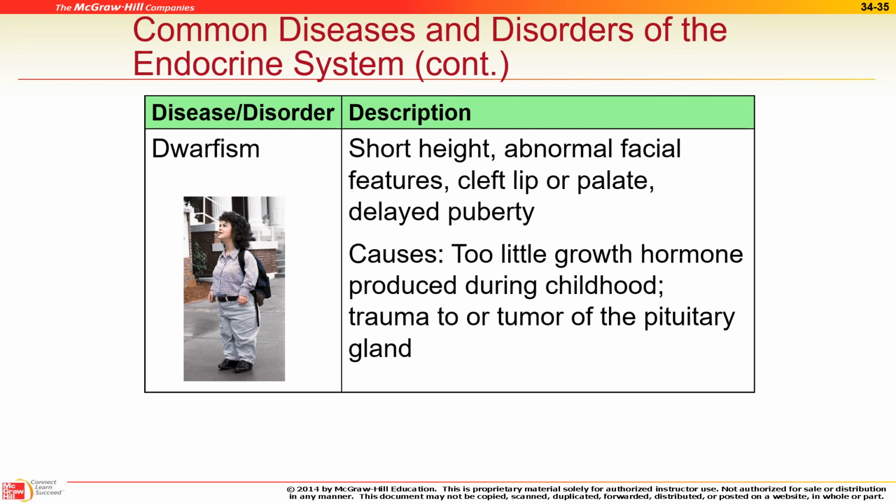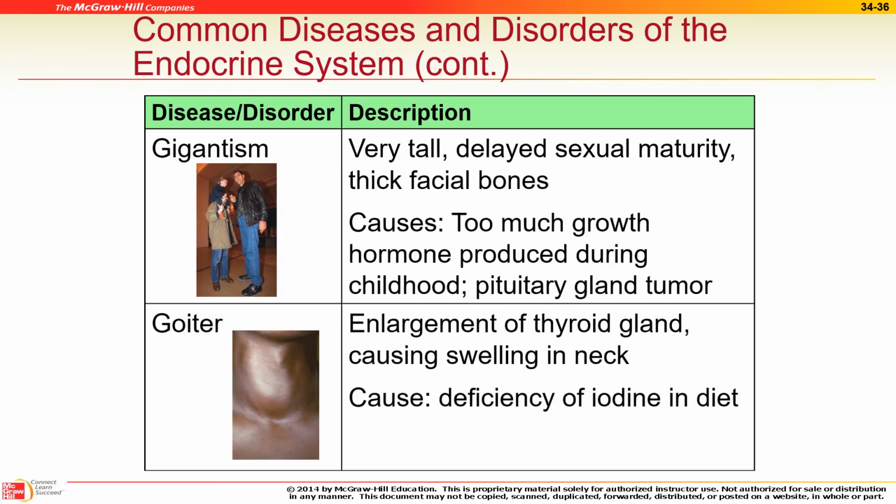Dwarfism, not enough growth hormone from childhood. Gigantism, now this is growth hormone during childhood and beyond. Right? So acromegaly is adulthood. So these people will grow proportionally pretty much, but acromegaly, you'll have longer fingers, longer jaws.